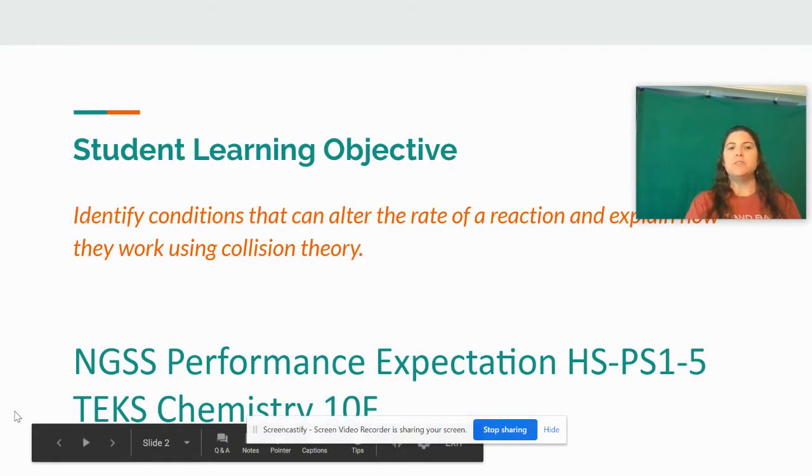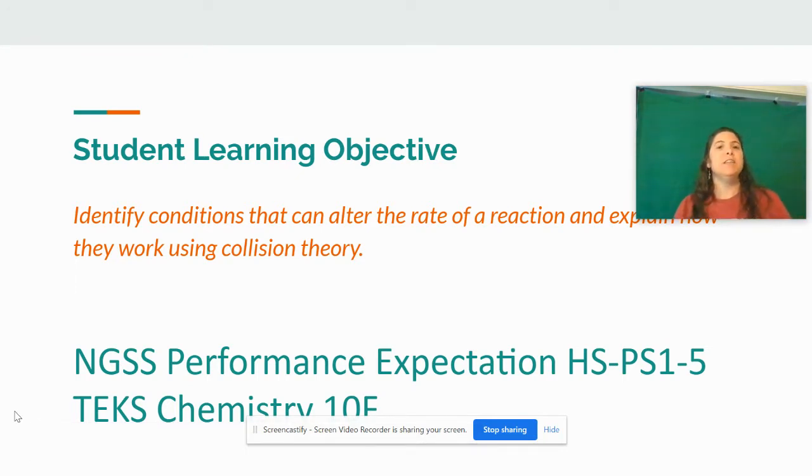The learning objective that we're using today is essentially we want to be able to identify the conditions that we can use to speed up or slow down a reaction and be able to describe why it happens on the molecular level. This is going to correspond to NGSS Performance Expectation HS-PS1-5 or TEKS, which is Texas Essential Knowledge and Skills 10F.